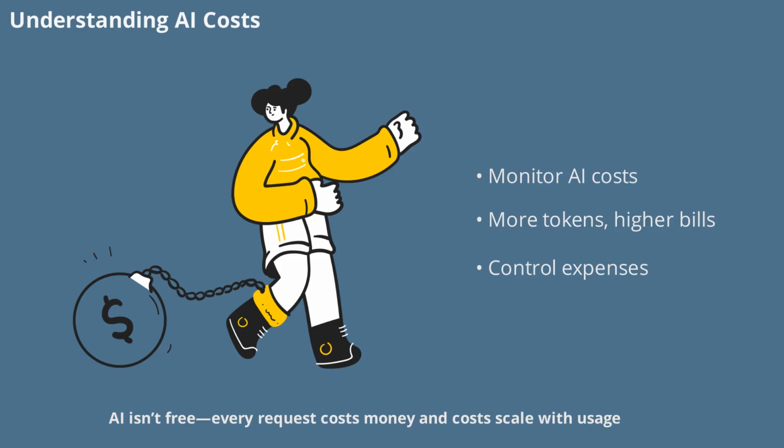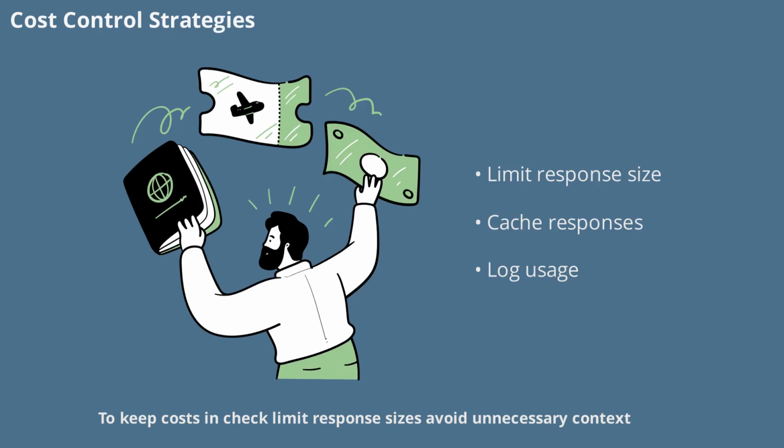AI isn't free. Every request costs money, and costs scale with usage. More tokens mean higher bills. Just one more feature can quietly increase your expenses. It's important to monitor and control costs from the start, especially as your user base grows. To keep costs in check, limit response sizes, avoid unnecessary context, cache common responses, and log usage per request. For example, logging the number of tokens used per user helps you track and optimize spending. These strategies become crucial as your product scales.